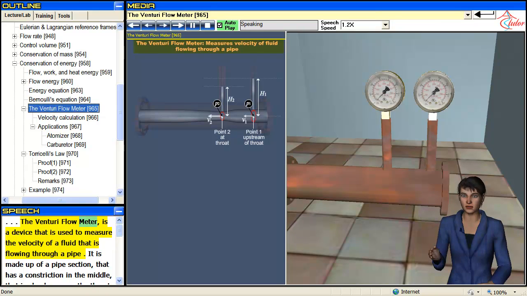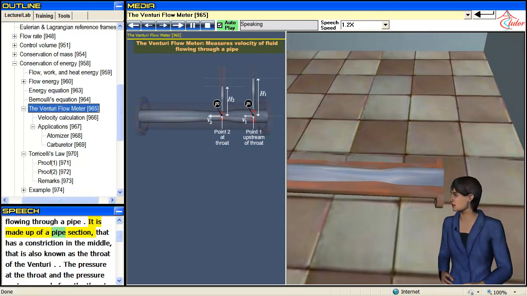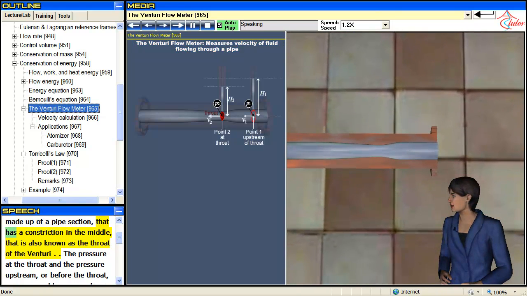The Venturi flow meter is a device that is used to measure the velocity of a fluid that is flowing through a pipe. It is made up of a pipe section that has a constriction in the middle, also known as the throat of the Venturi.